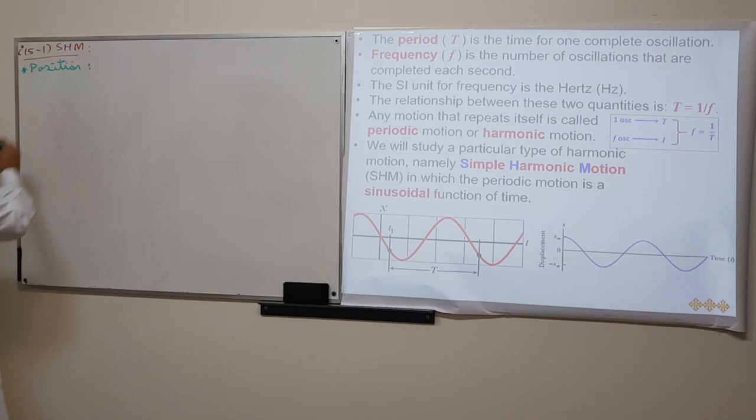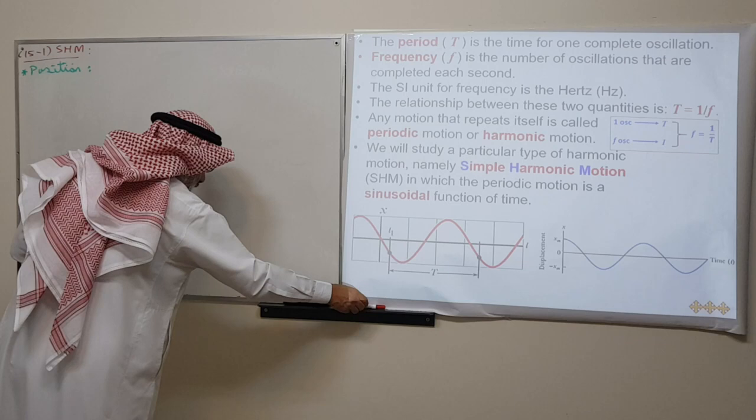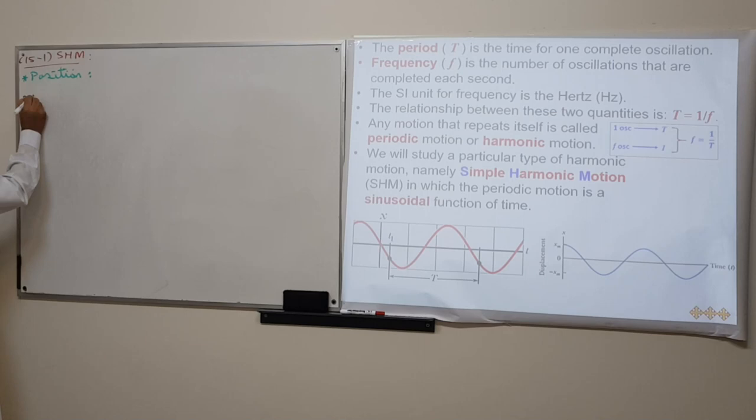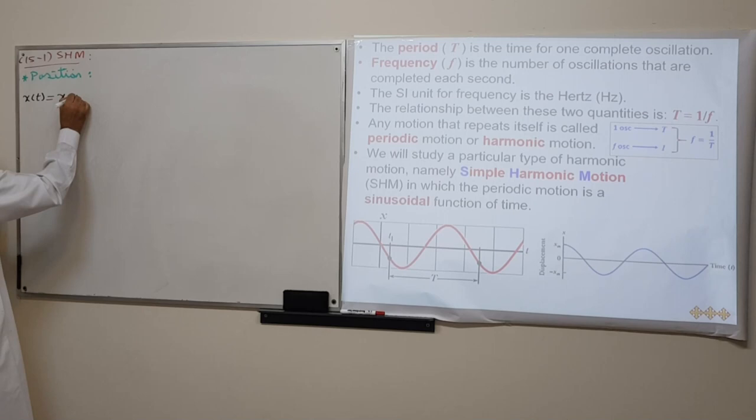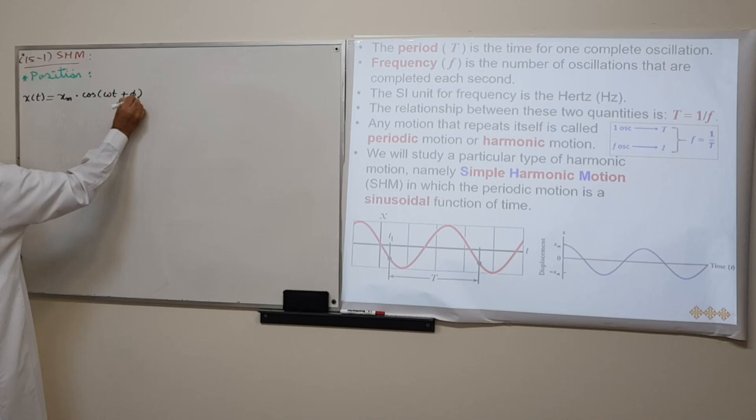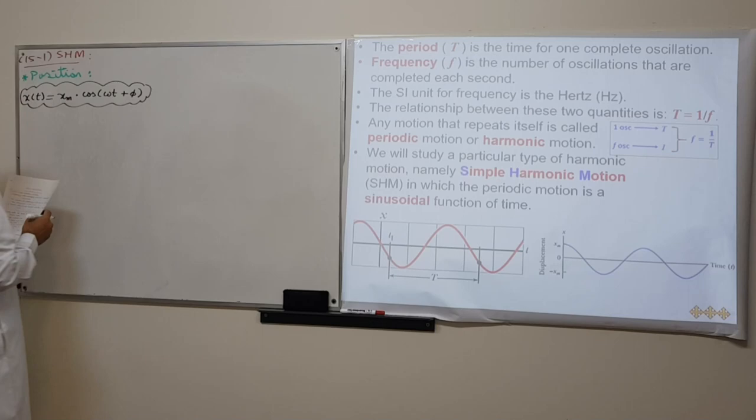And the equation for the position of the particle as a function of time goes like x as a function of time is equal to xm multiplied by cosine of omega t plus phi. This is the equation that describes the position as a function of time. And if you plot x as a function of time, you will get this curve in here.